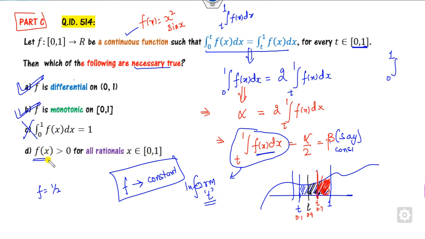Is f of x always greater than 0 for the rational of this? That's not true because f is a constant function. So you can consider the constant function as say minus half. So this option is also discarded. So the answers are A and B. So that's a very simple task. I can quickly recall that.